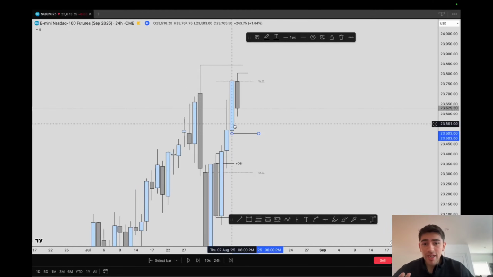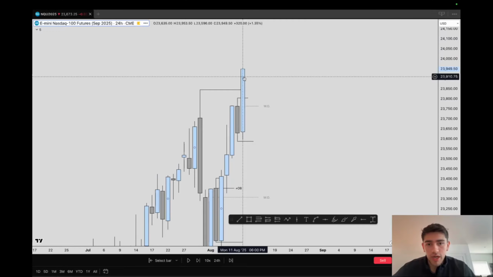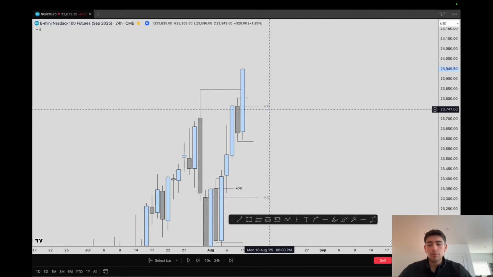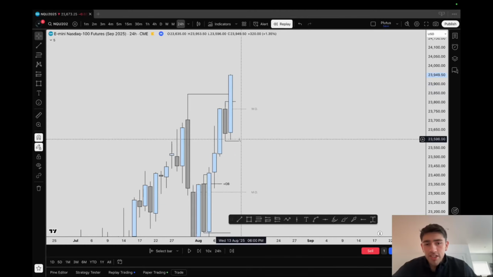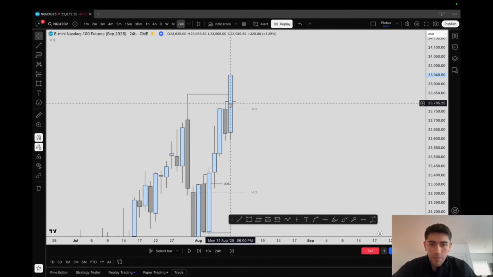If we're just looking at it from that standpoint, the draw on liquidity should be this low, and then we should go higher from there, or maybe not. Let's see. We didn't even mitigate this, and then we just went higher straight to the draw on liquidity, right? So boom. Maybe this SMT, I wouldn't know. I didn't find out, but it's okay.